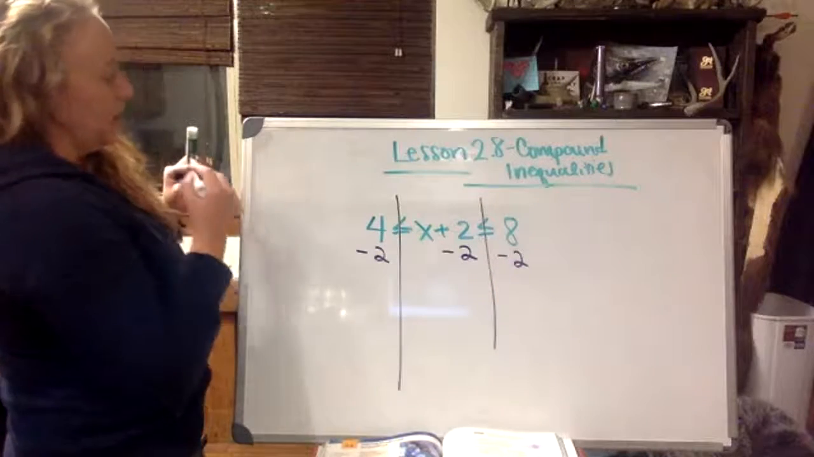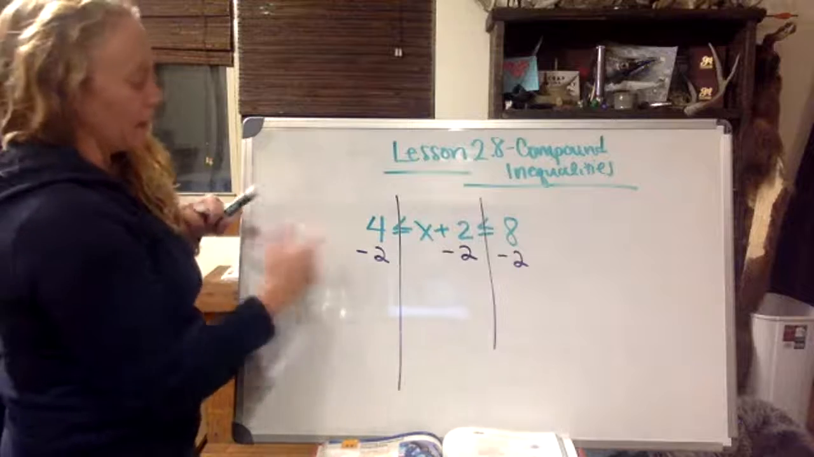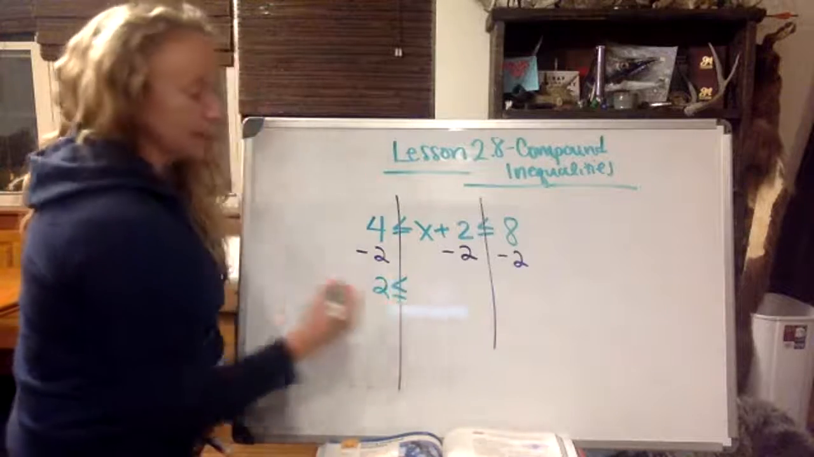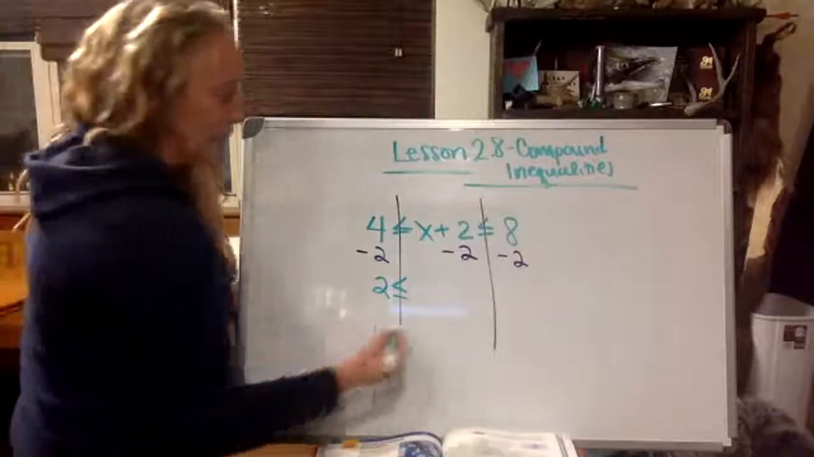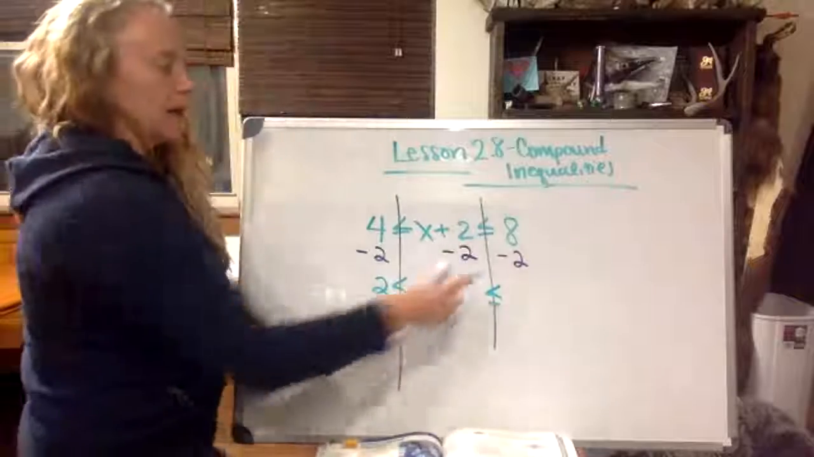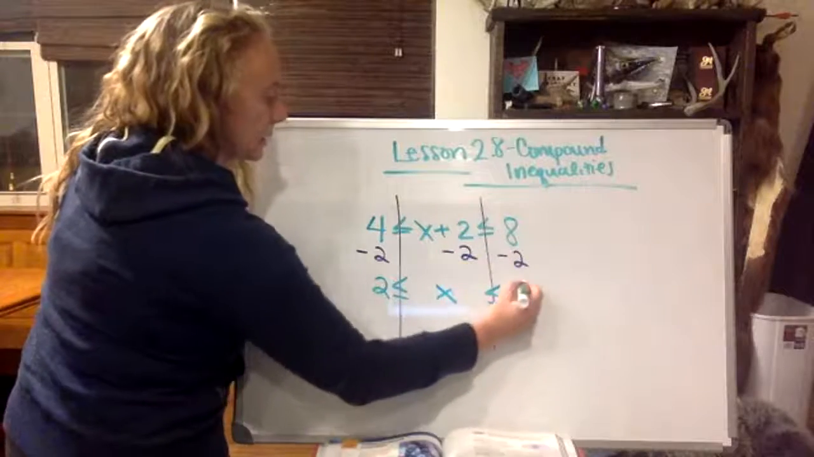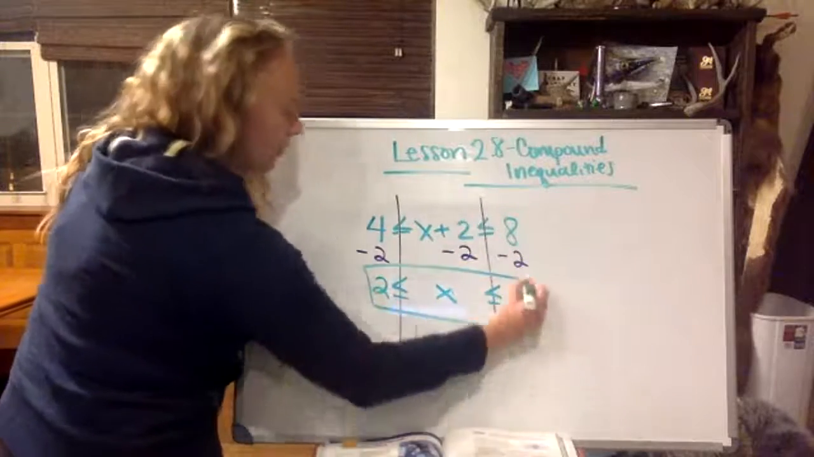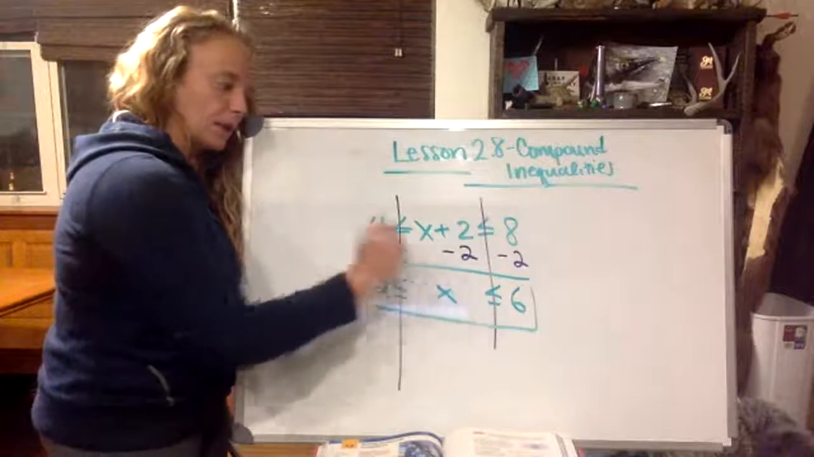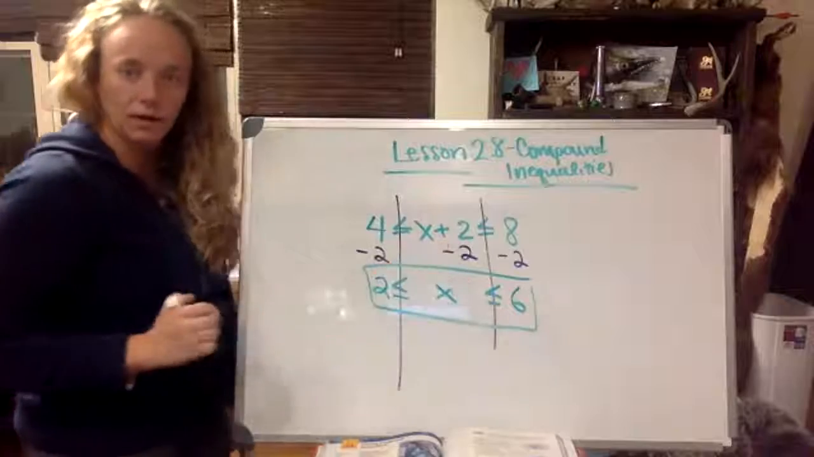Easy peasy. So then after that, I can say 4 minus 2 is 2. I still have my less than sign because I didn't multiply or divide by a negative number. I still have my x, still have the less than or equal to sign. 8 minus 2 is 6. So my final answer is 2 is less than or equal to x, which is less than or equal to 6. Final answer, it's all done.